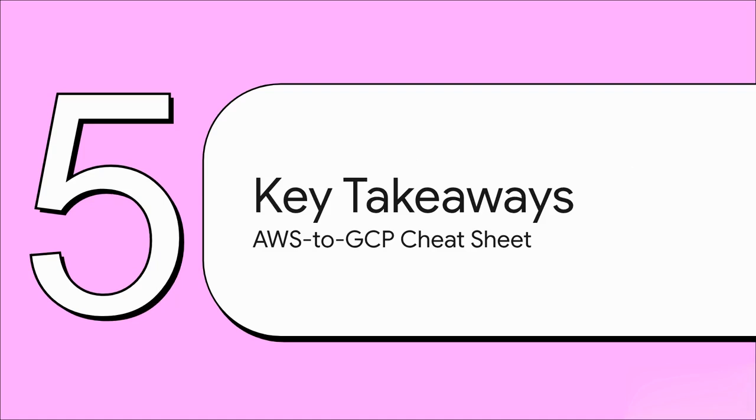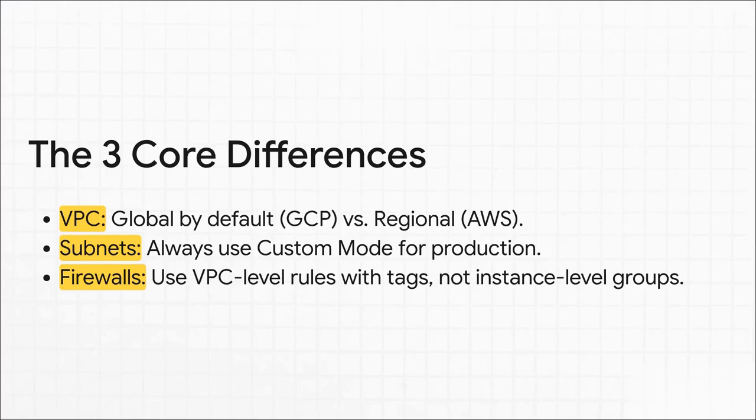Whew. Okay, that was a lot, and we went through it fast. So let's boil it all down to a super simple cheat sheet. The 3 things you really need to walk away with when you're translating those AWS skills. All right, here are the 3 big translations you need to lock in your brain. Number 1, your VPC isn't regional anymore, it's global. This makes multi-region stuff much simpler.